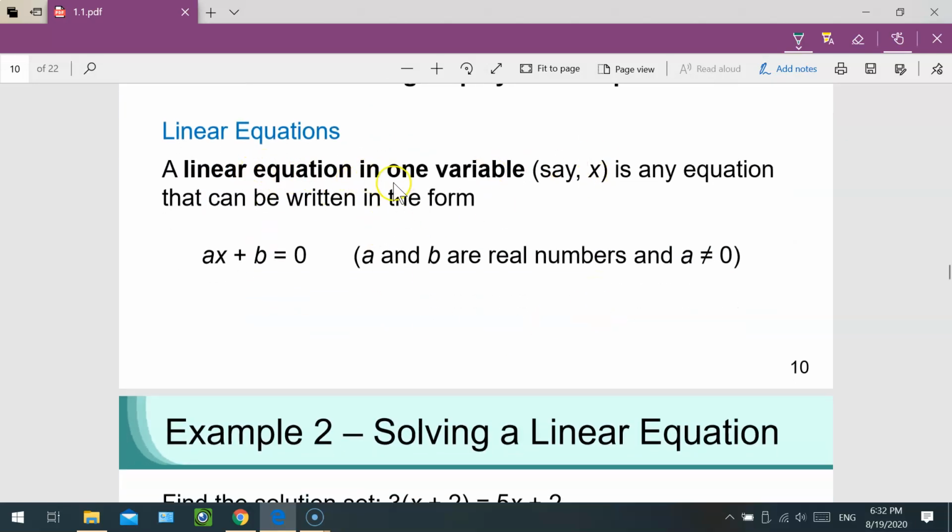So a linear equation in one variable, say x, is any equation that can be written in the form ax plus b equals 0. So you bring the b to the right, so you have ax equals negative b, and divide by a on each side. You will solve for x: x is negative b over a. This negative sign I can bring to the side. Alright, so this would be the first degree equation.